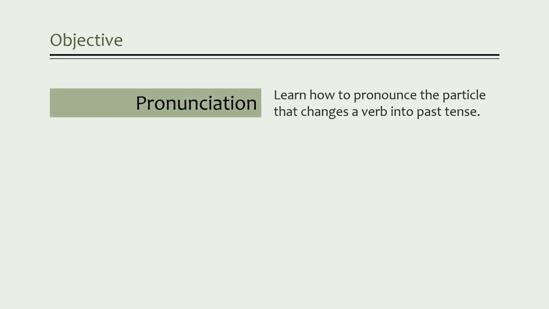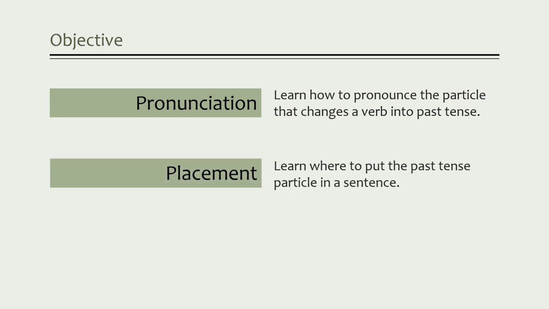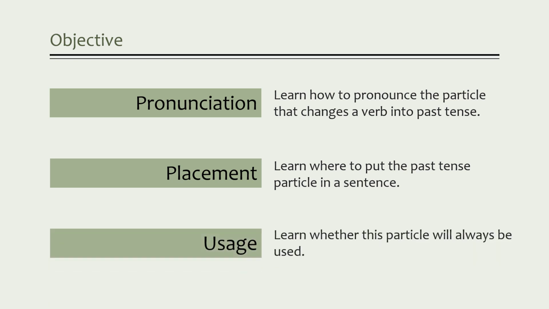In this lesson, I'm going to discuss how to say something that took place in the past, such as, I went to the store. You do that by adding a particle to the verb in order to create past tense. So first, you'll learn how to pronounce it. Then, you're going to learn where to put it in a sentence. Lastly, you'll learn whether you'll always need to use it. So let's get started.